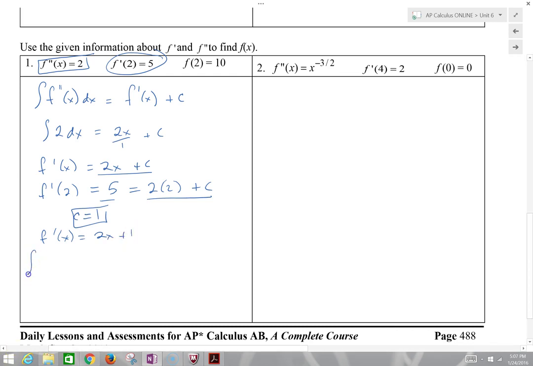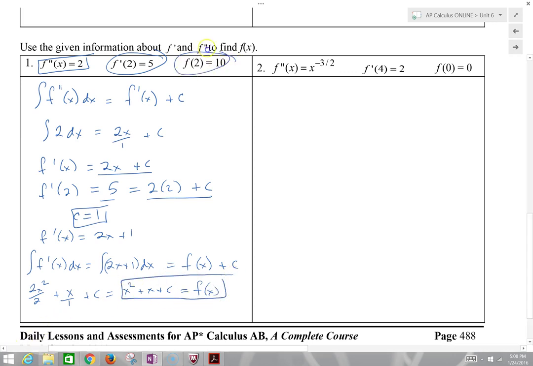Now we're going to take the integral of f prime of x, which is equal to the integral of 2x plus 1, and that's going to be equal to f of x plus c. Alright, so then we get the integral of 2x plus 1 is equal to 2x squared over 2 plus 1x over 1 plus some c. So that is x squared plus x plus c, and this is equal to f of x.